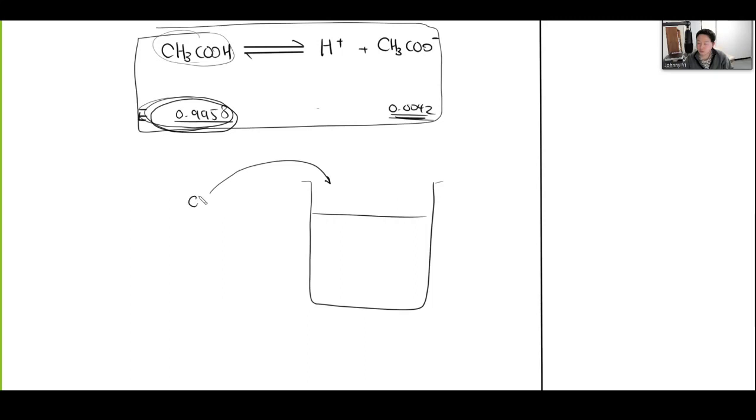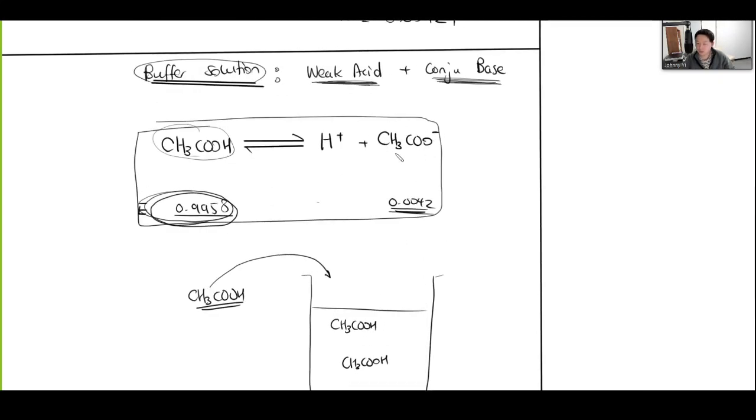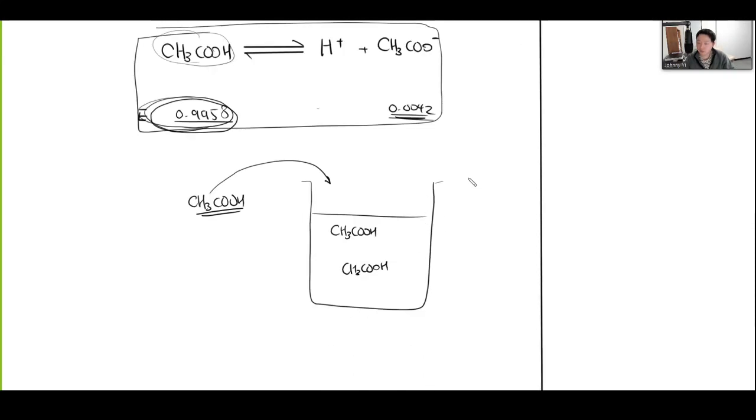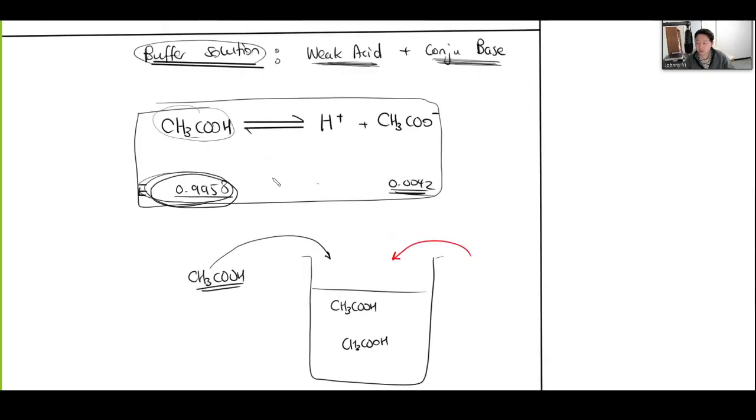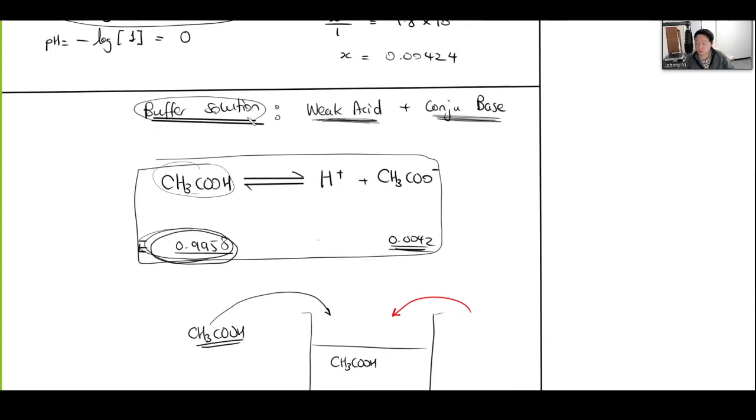You just dump this weak acid, but you're only going to get pretty much just the weak acid, right? You're not going to get many of these. So therefore what you have to do is put in the conjugate base as well. It'll have to be roughly the same amount. So to create an effective buffer solution, you roughly need an equal amount of this and this.